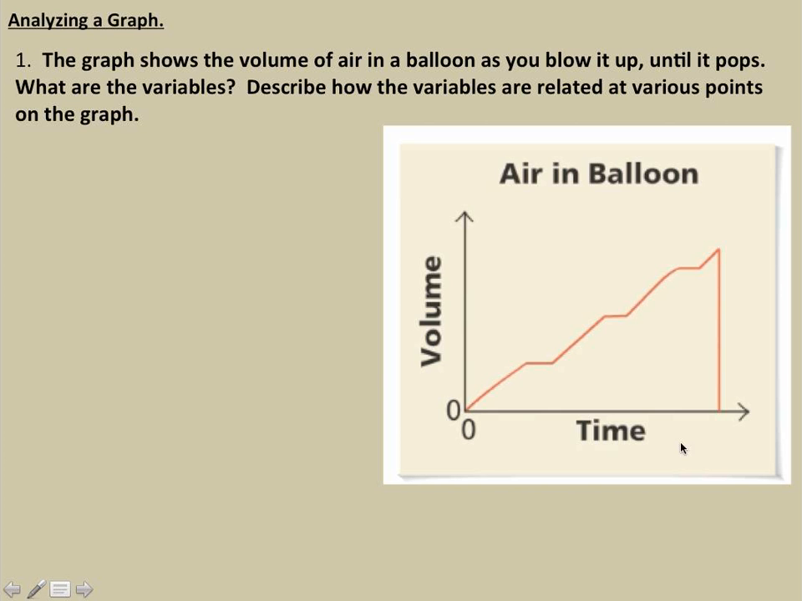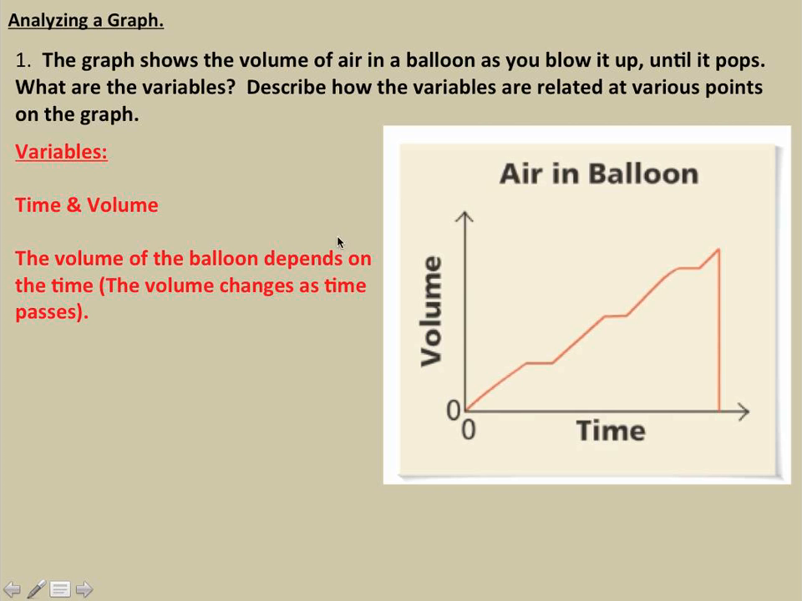So I see time, volume. The title on my graph is the air in the balloon. All right, so my variables are the time and the volume. How are they related? The volume of the balloon depends on the time. So the volume is changing in the graph. The volume changes as the time passes on. So as the time is going on from left to right, the volume is doing different things. The volume increases or goes up each time you blow into the balloon.